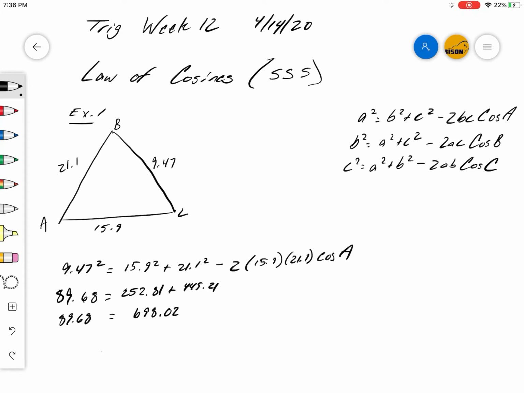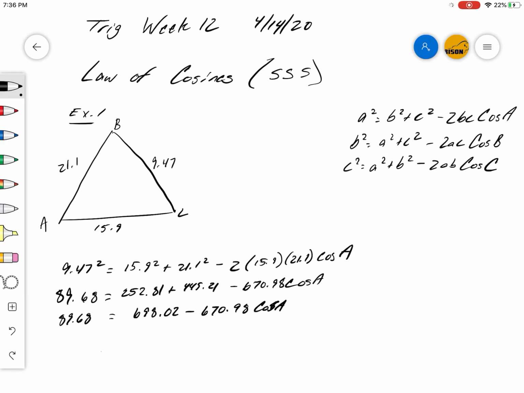Sorry, I misspoke. So multiplying 2 times 15.9 times 21.1 gives me 670.98. And that's still times the cosine of A. So I'm going to bring that down. Minus 670.98 cosine of A. So here's what I've got to look at.